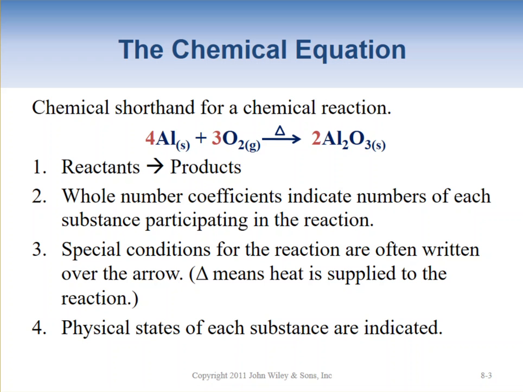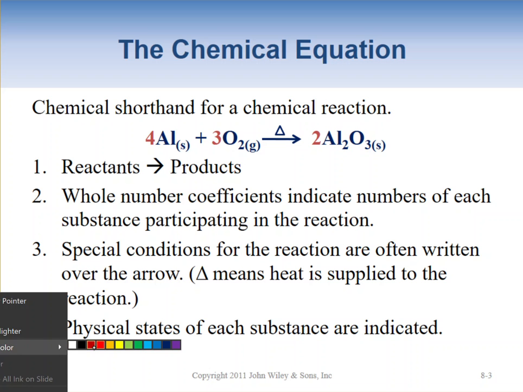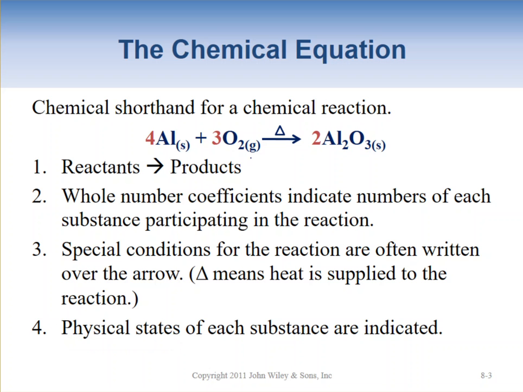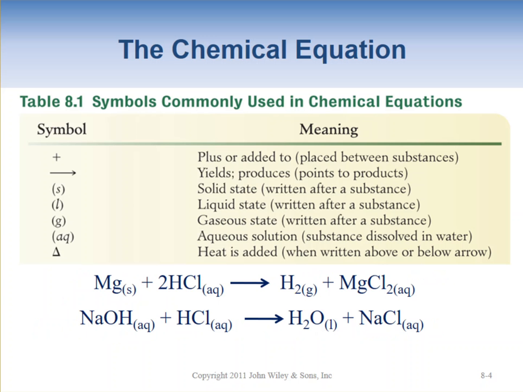And as you see here, aluminum is a metal, that's why it's a solid. Oxygen is one of the diatomic gases, so it's a gas. And aluminum oxide is an ionic compound because aluminum is a metal, oxygen is a non-metal, and there is no water, so aluminum oxide is a solid too. So these are the general rules. Once we do chemical equations, I'll show you other ways you can tell what the physical state of each substance in a chemical equation is going to be.